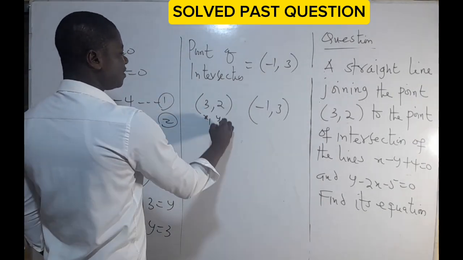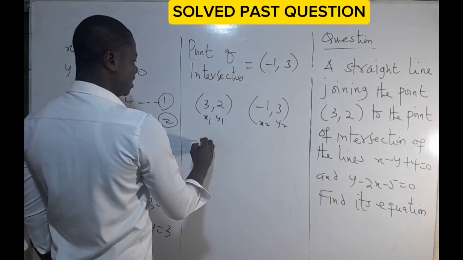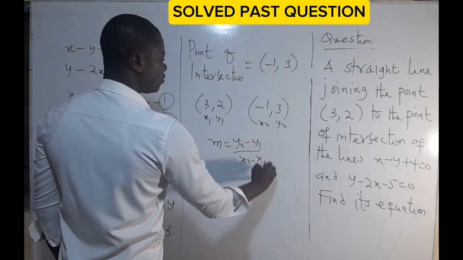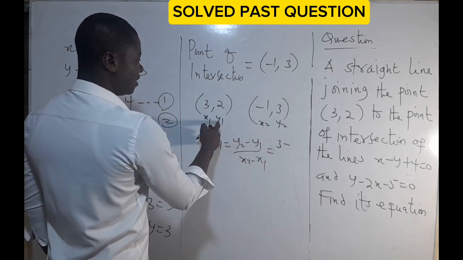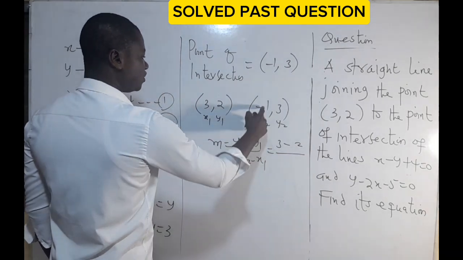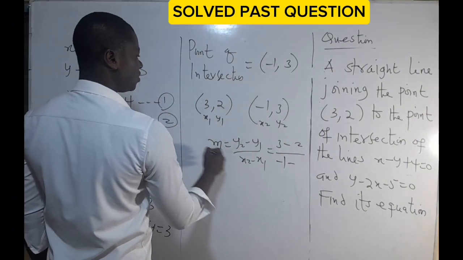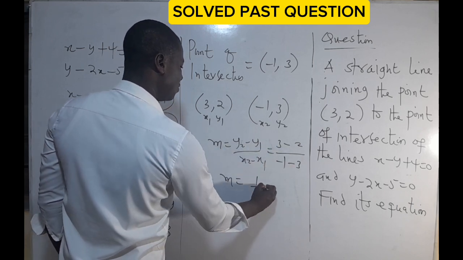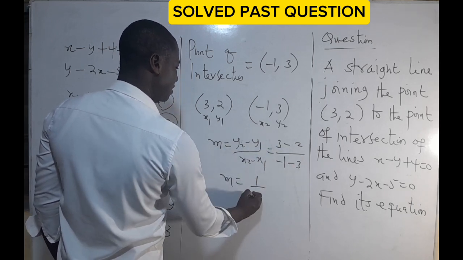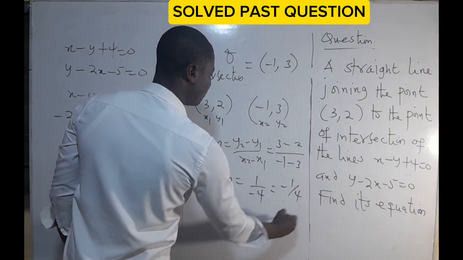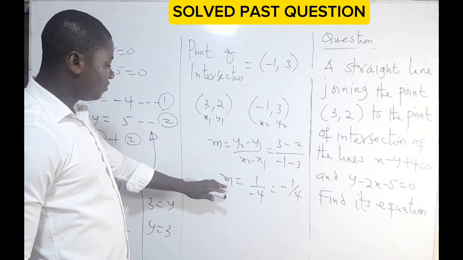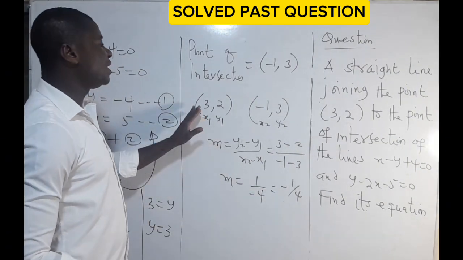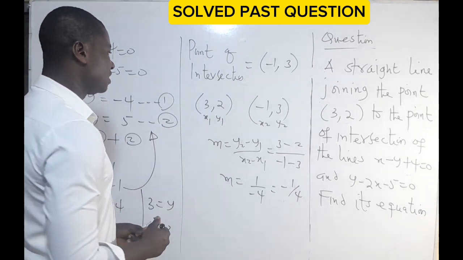Take note that this is x1, y1, x2, y2, and gradient m is equal to y2 minus y1 over x2 minus x1. y2 is what? 3. y1 is what? 2, okay? Then x2 is what? Minus 1, minus x1 is what? 3. So the gradient will be equal to 3 minus 2 is 1 over minus 1 minus 3 is minus 4. So in all it is minus 1 over 4, okay? So we are getting the gradient to be m equals minus 1 over 4. So the gradient together with any of the points can give us the equation.